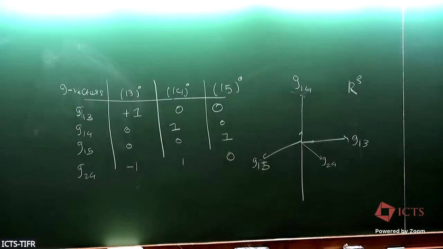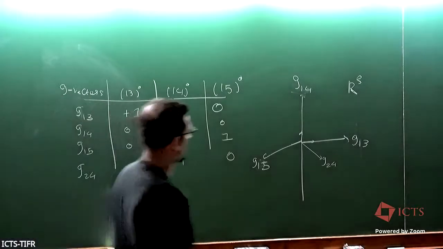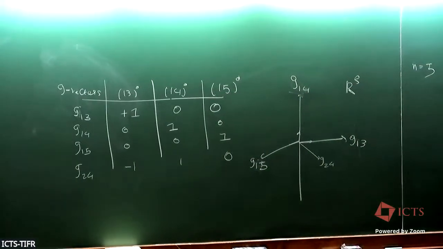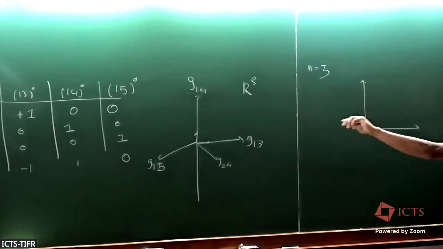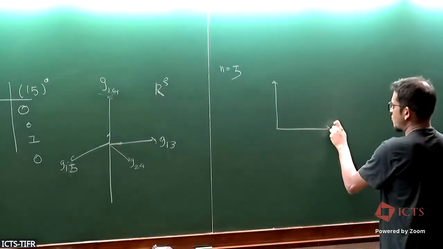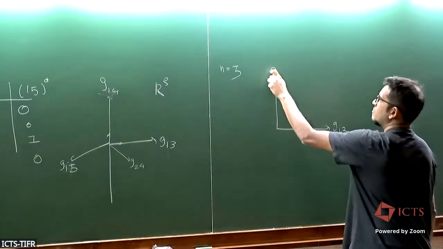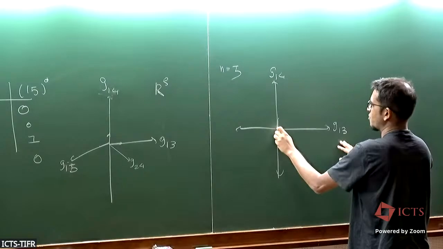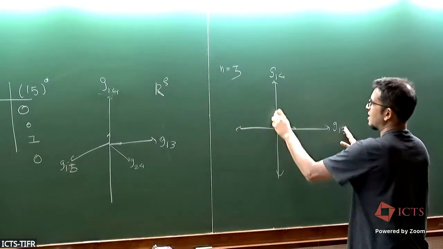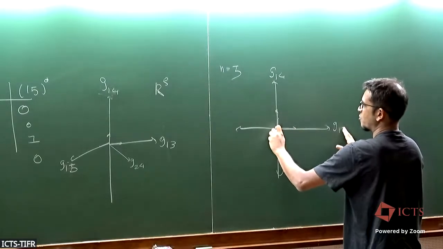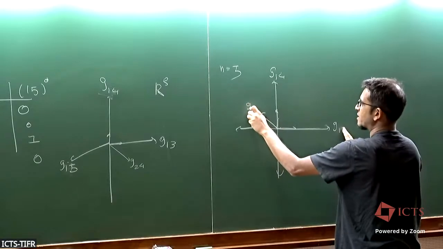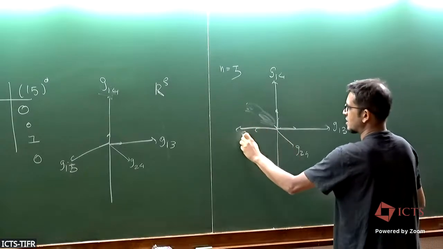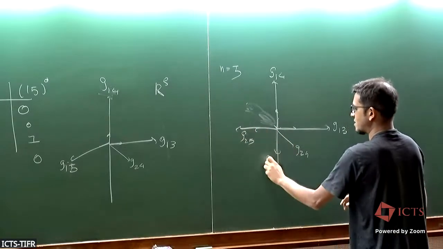So let me recall, this is something we did last time for n equal to 5 explicitly. So I'll just quickly tell you what it is. Here it's hard for me to draw. If I did the same thing for n equal to 5, then you could easily check that all the G vectors look like this: this is G13, this is G14. This is G24. This is G25, and this is G35.